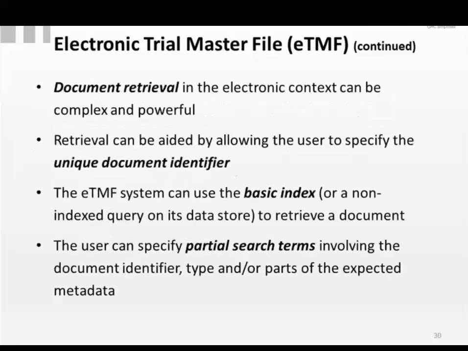Document retrieval in the electronic context can be very complex and powerful. Retrieval can be aided by using a specific unique document identifier. The eTMF system can use the basic index or non-indexed query on its data store to retrieve a document. And you can also use partial search terms involving the document identifier, type, or parts of the expected metadata. This is a very powerful way to be able to search and retrieve.